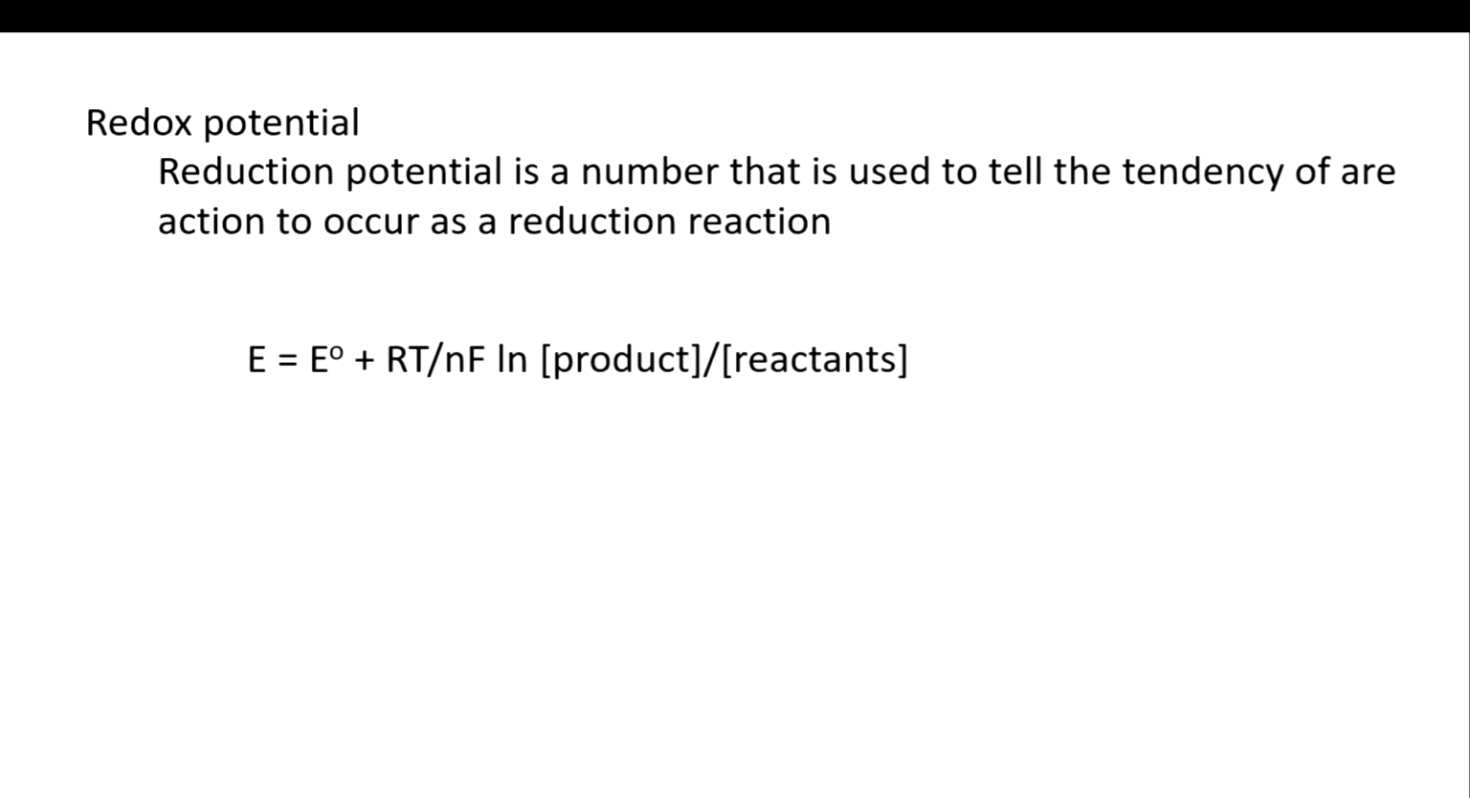But what is this redox potential and how are we going to use it here? Apart from phosphates, other molecules also produce energy. For example, NAD plus and NADH plus H plus. These also produce energy, but there are no phosphates here. Why do they produce energy? Because of the redox potential.